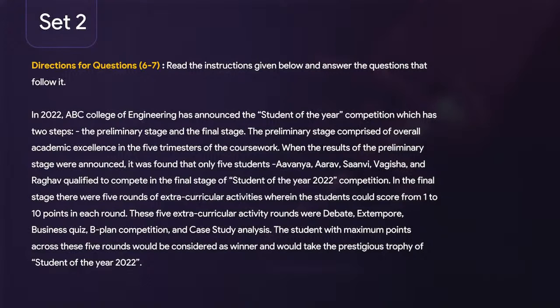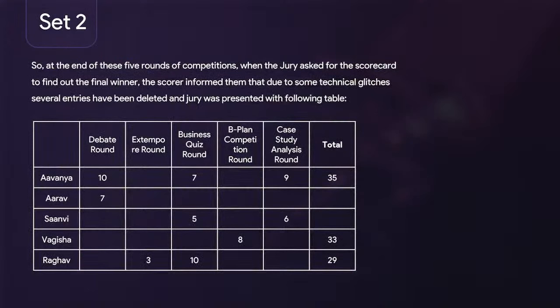Okay, so not at all relevant information. So they are saying that there are 5 students and they will be competing where there are 5 rounds. The marks given to them is from 1 to 10. Okay, so now let's go to the relevant information. So at the end of these 5 rounds of competitions, when the jury asked for the scorecard to find out the final winner, the scorer informed them that due to some technical glitches, some entries have been deleted and jury was presented the following table.